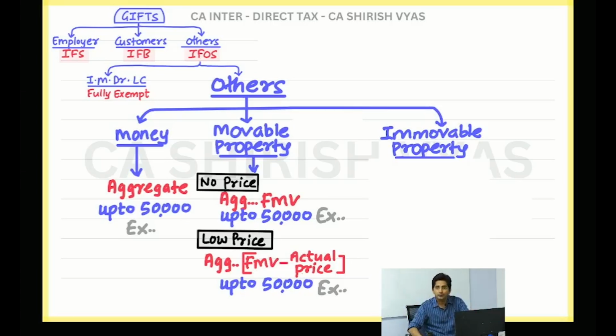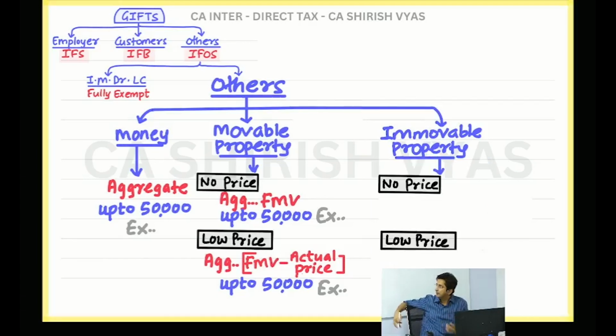Okay, so keep the totaling of money gifts separate, no-price gifts separate, and low-price gifts separate. But be careful, for low price, you have to see the difference between the FMV and the actual price. Lastly, even in immovable property, it is the same way. Can you see it's the same? No price, low price. But in immovable property, we don't do aggregate. It's per property.